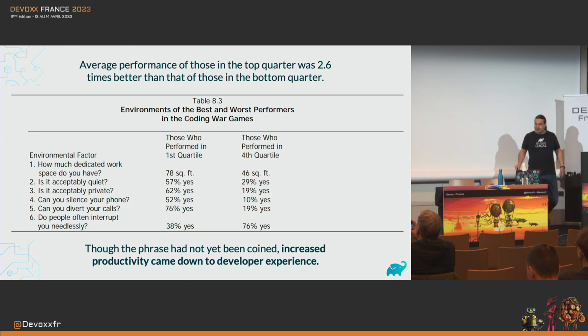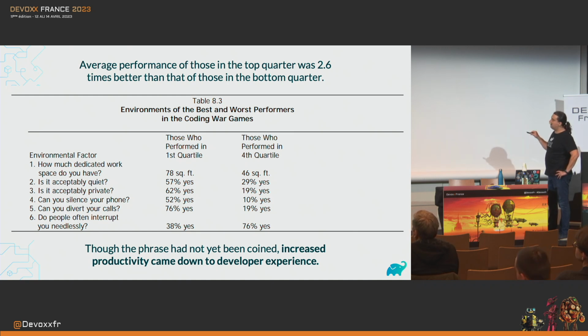But let's see. Look at some of this data here. This is the top performing teams here. And look at how they answered some of these questions versus the bottom performing ones. How much workspace do you have? All right, 78 square feet in the top performing organizations versus 46 in the lower performing organizations. Is it reasonably quiet? Top performers, 57% said yes, only 29% said yes in the lowest performing organizations. Is it private? 62% said yes versus 19% in the lowest performers.